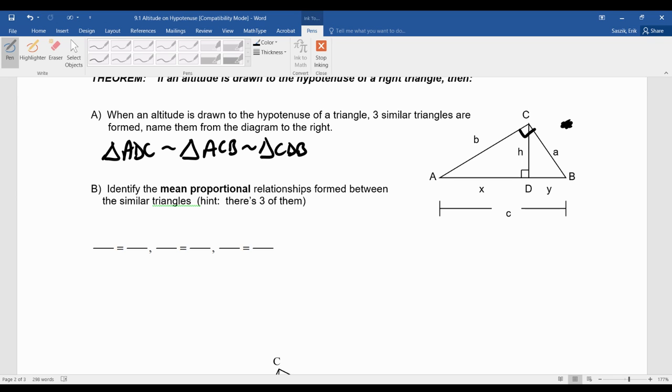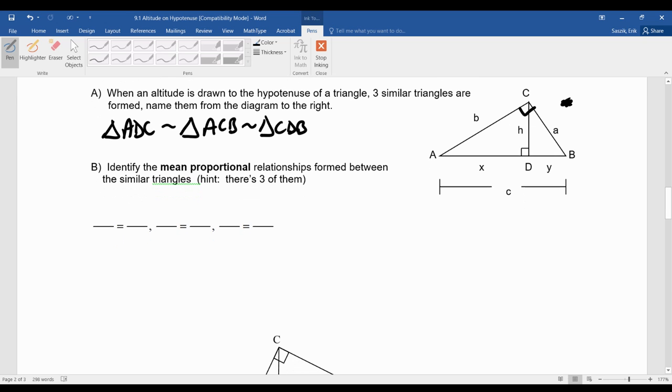Sorry about the phone ringing there. We can set up proportions now based on that. This is what you've got to watch. Identify the mean proportional relationships. So check this out here.